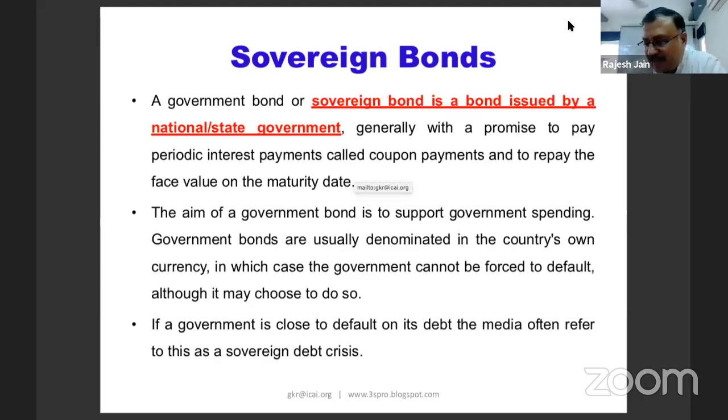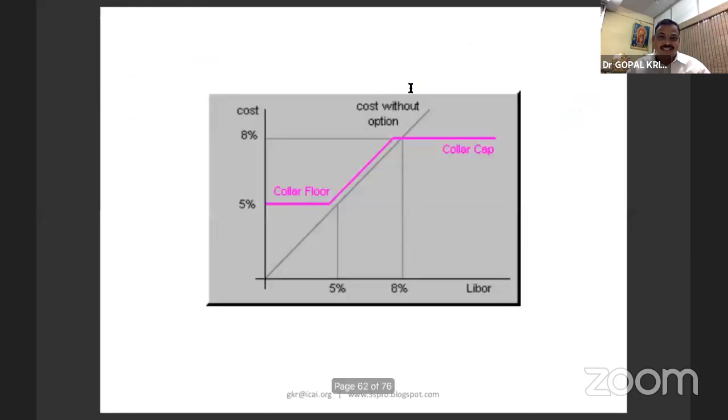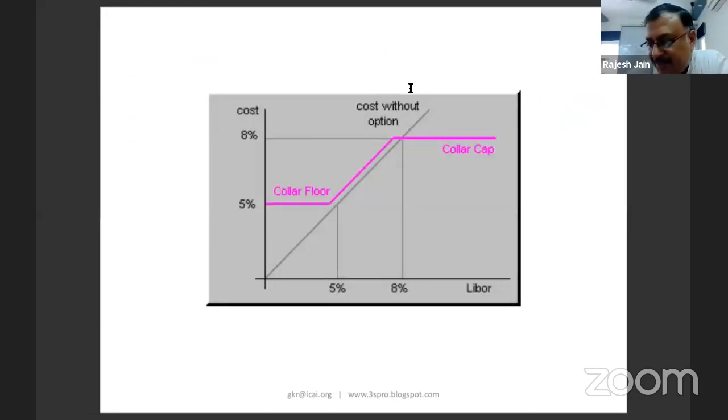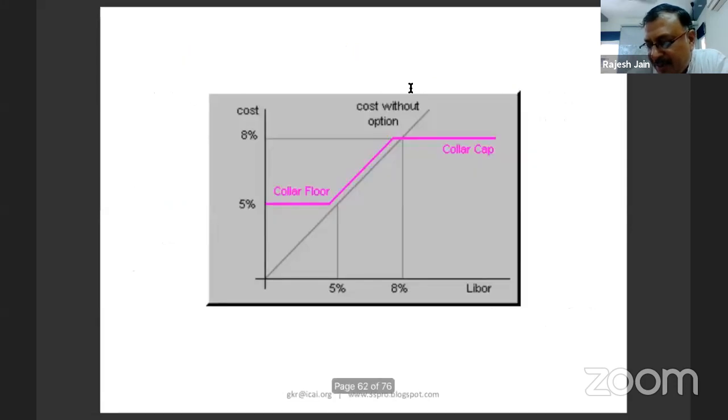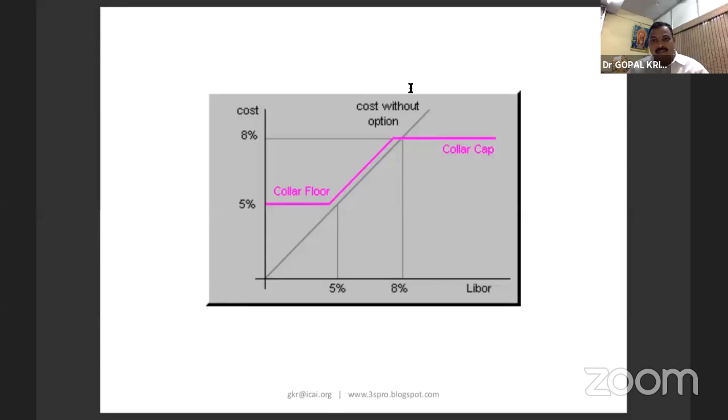Sir, you have told about the cap contract and floor contract. If I talk about floor contract, I will be entering into a contract with a company that if the rate goes beyond a certain limit, I will be getting the money difference from that institution. If there happens to be any increase in the rate of interest, will I be continuing this floor contract? So then you are actually assured of 5%.